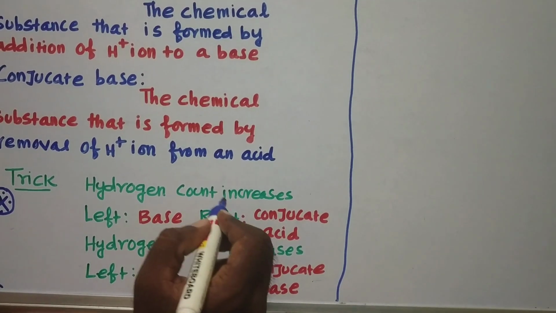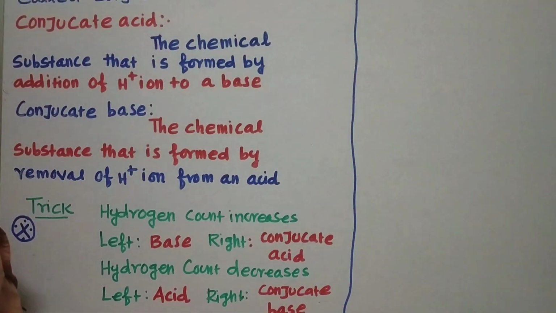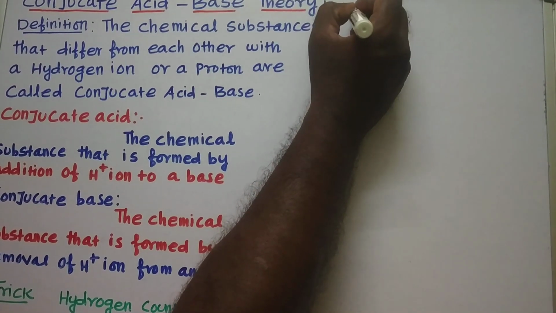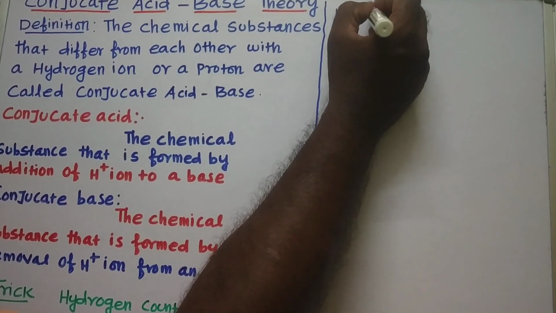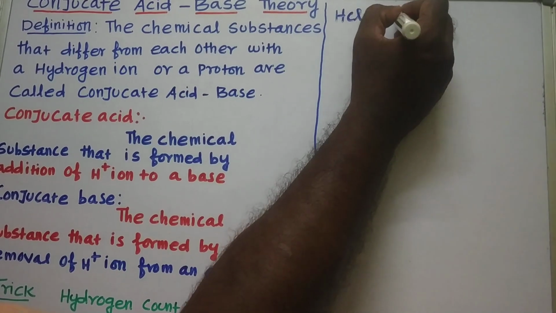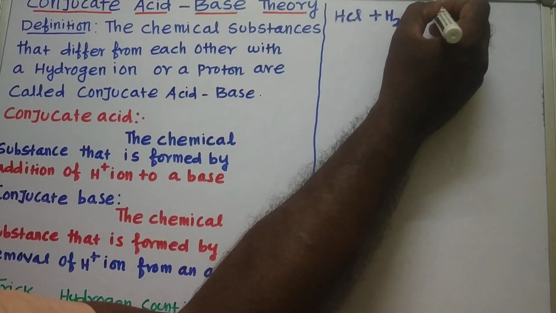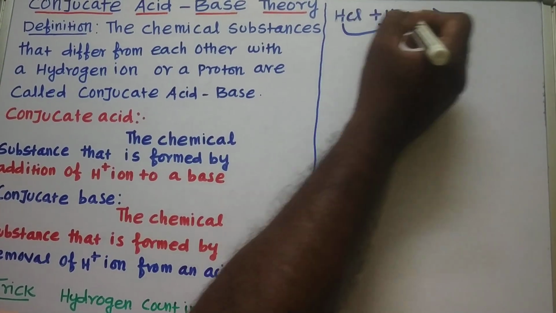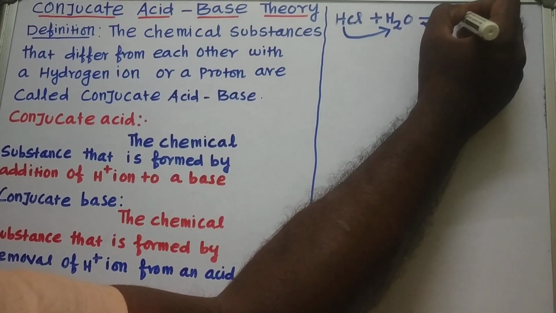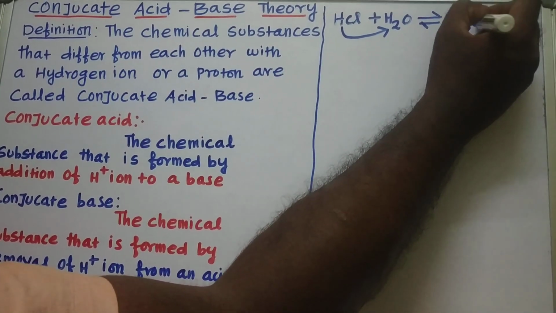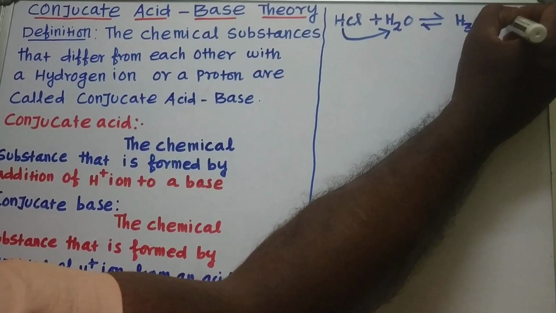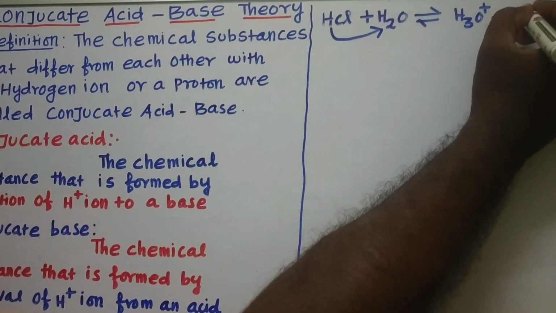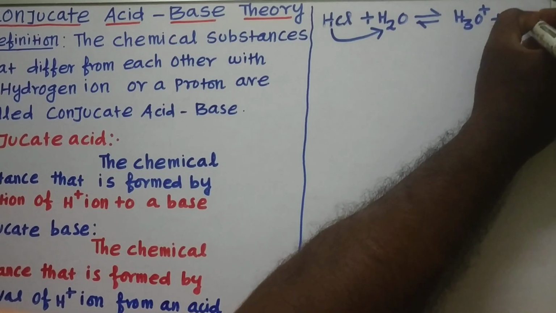Now we are going to see an example. Okay, first of all, I am going to take HCl. When HCl is dissolved in water, this H plus ion adds with water and forms the corresponding hydronium ion. Then Cl becomes Cl minus.